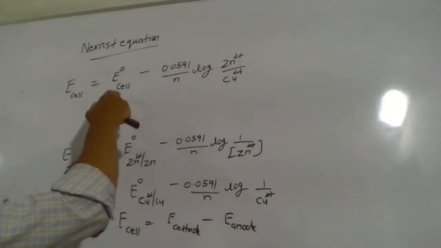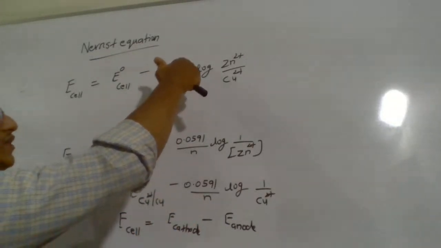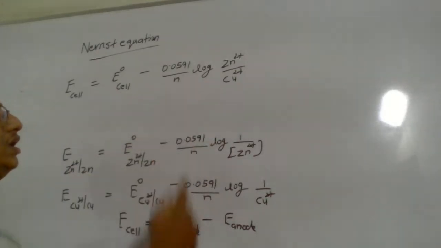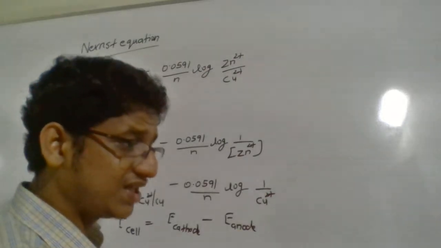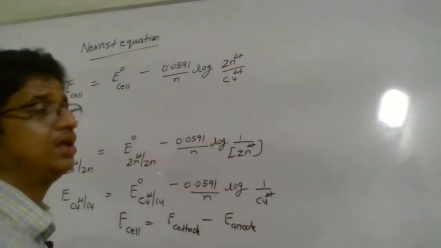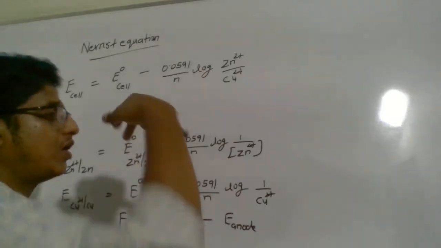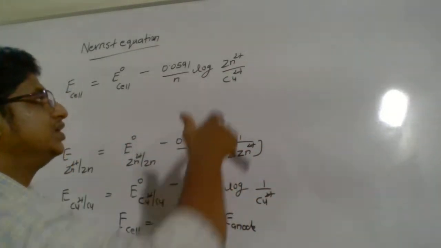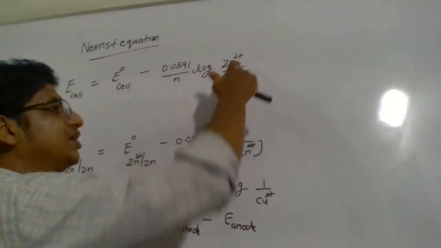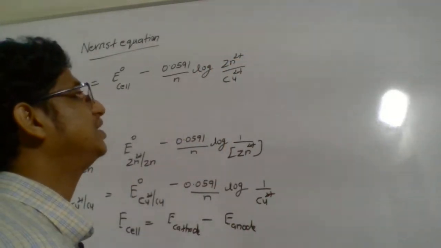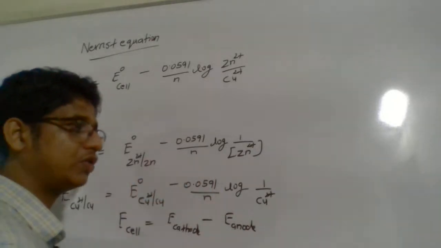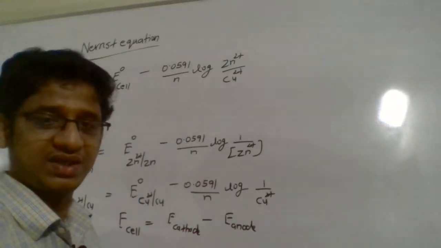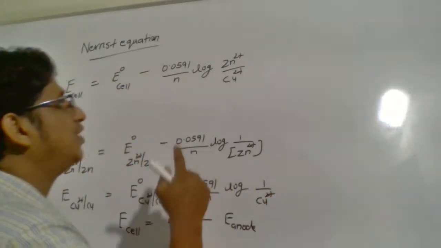E cell will be equal to E0 cell minus 0.059 divided by n, where n is the number of electrons involved, and log of the concentration of the oxidized state of anode divided by the concentration of the oxidized state of cathode, because Zn is converted into Zn2+, so the oxidized state is Zn2+, whereas Cu2+ is converted into copper, but the oxidized state is Cu2+, right? So that's the way you can generalize it. You can find the cell potential of any cell if you have this data.